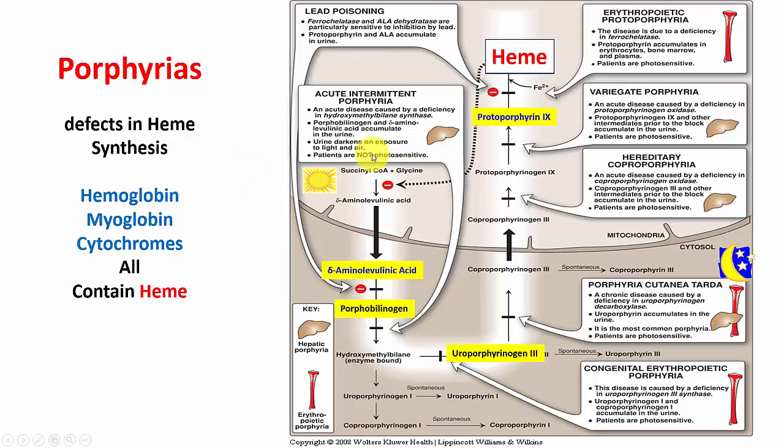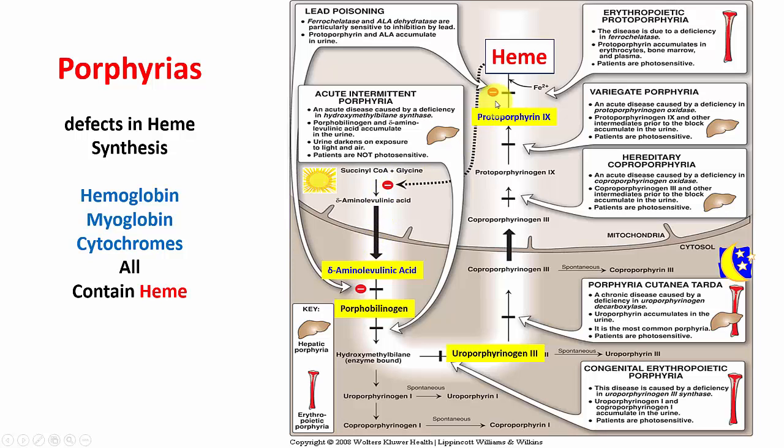But the synthesis pathway starts out in the mitochondria with succinyl-CoA and glycine, which are combined to make delta-aminolevulinic acid, or ALA. Then that molecule goes out into the cytosol, where it's acted on to form porphobilinogen. And then porphobilinogen goes on to uroporphyrinogen 3, and uroporphyrinogen 3 goes on to porphyrin 9, and then iron's added in to make heme.